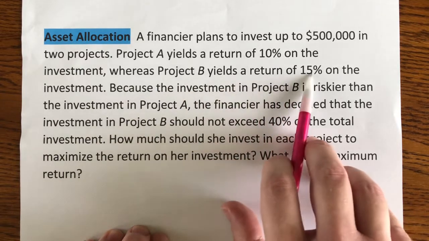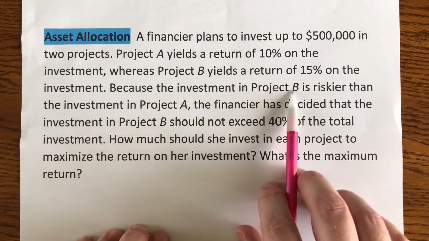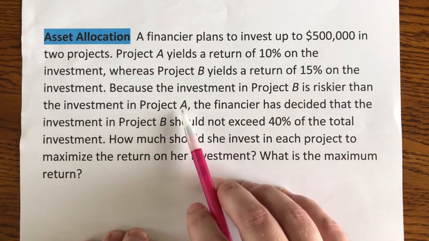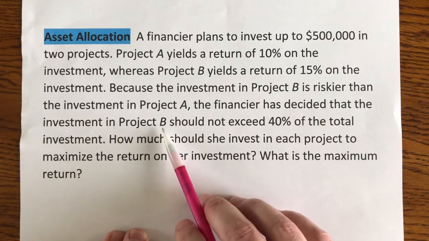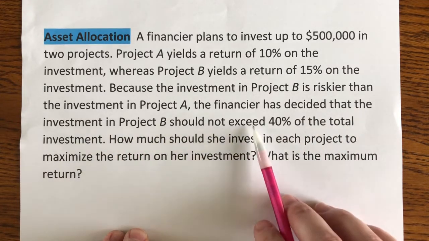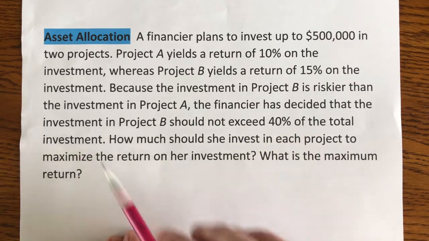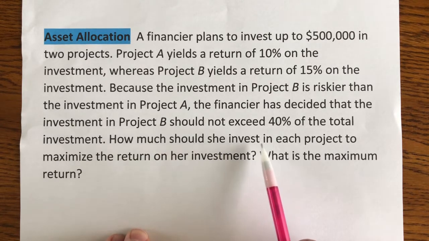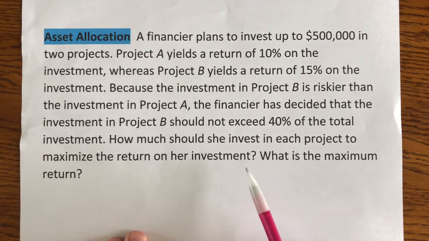yields a return of 15% on the investment. Because the investment in project B is riskier than the investment in project A, the financer has decided that the investment in project B should not exceed 40% of the total investment. How much should she invest in each project to maximize the return on her investment? What is the maximum return?